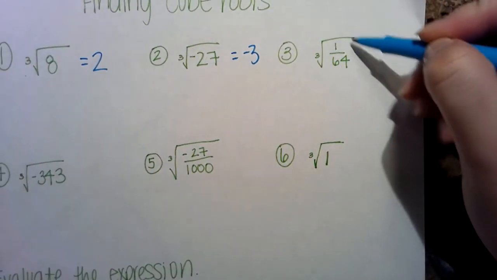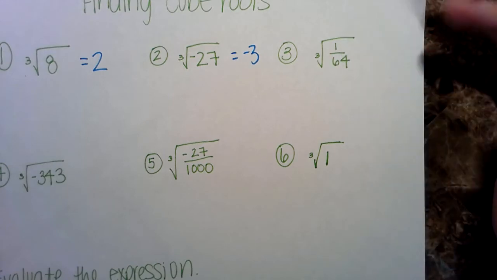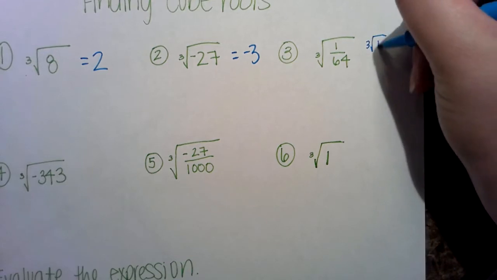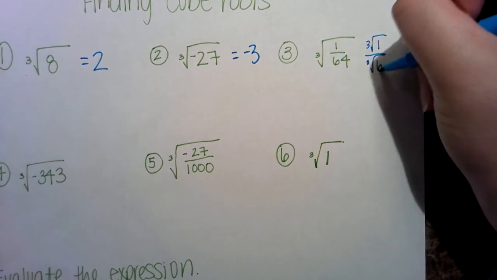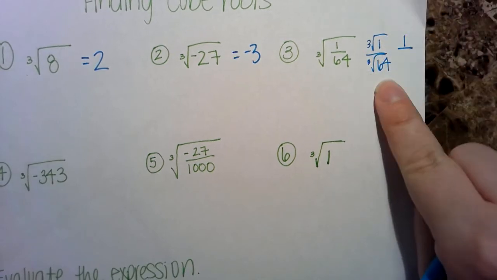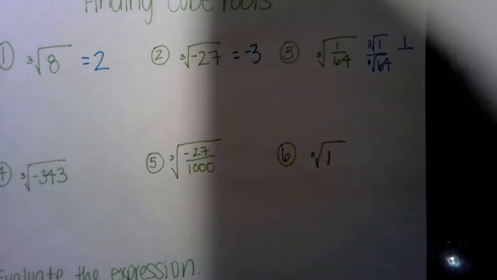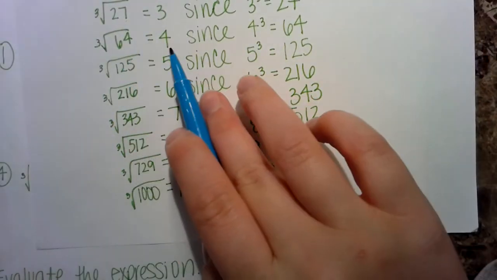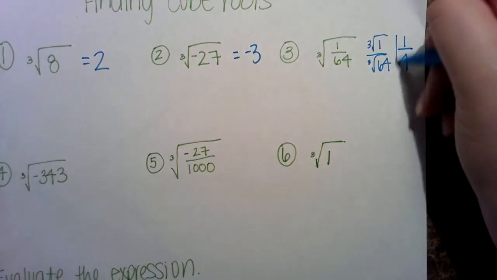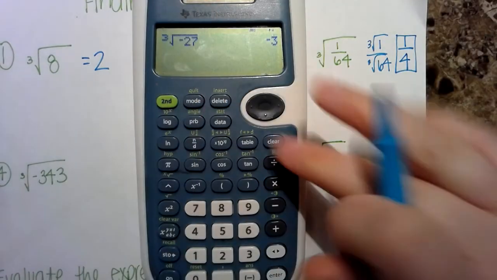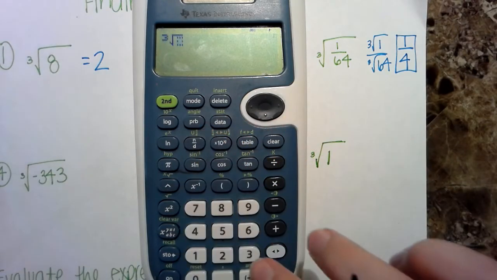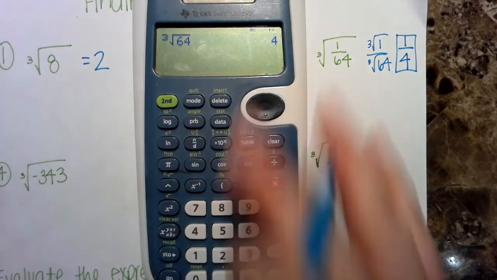This one, I have to see if I can simplify inside, and I can't. So I'm going to take the cube root of the top and the cube root of the bottom. The cube root of 1 is going to be 1. The cube root of 64, I can look at my chart. The cube root of 64 is going to be 4. If I didn't know that, I could do the same thing: I could do 3, second, the caret symbol, and then 64 gives me 4. So I'm good to go.